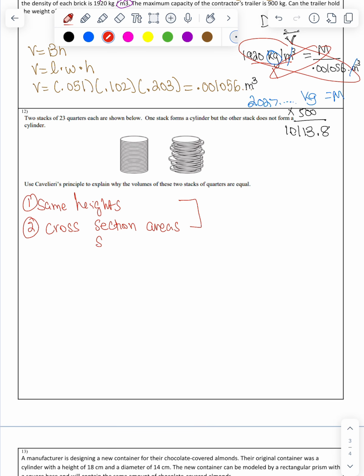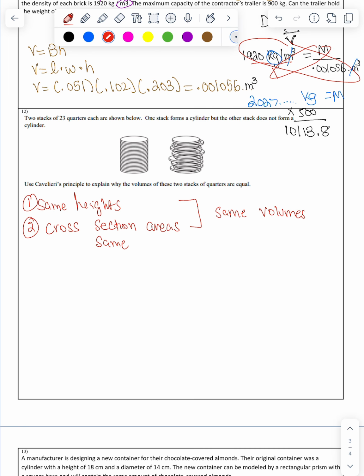And if these two things happen, then the figures have the same volumes, whether one's right and one's oblique, which means if one's standing up straight and one's slanted, it doesn't matter. Even if they're two different 3D solids, it doesn't matter. If these two things are true, they're going to have the same volumes. So you can't just write what Cavalieri's principle is and get full credit for this response. You have to also use the context of the question in your response.